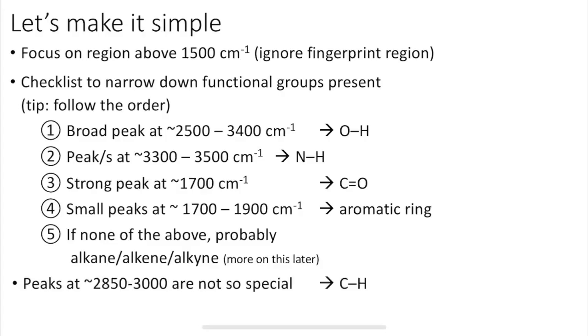Note that peaks at 2850 to 3000 are not so special because they are almost always there, and this is because of the C-H bonds that are ubiquitous in organic molecules. First is the broad peak in the 2500 to 3400 range. This is due to the O-H bond.